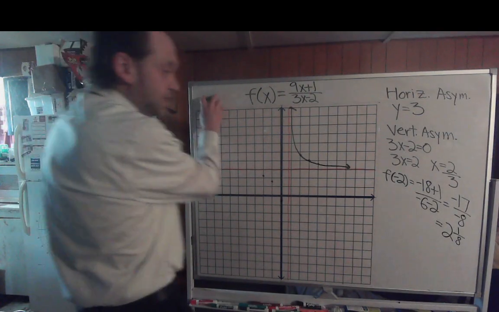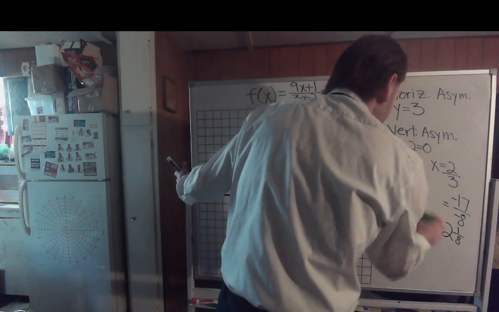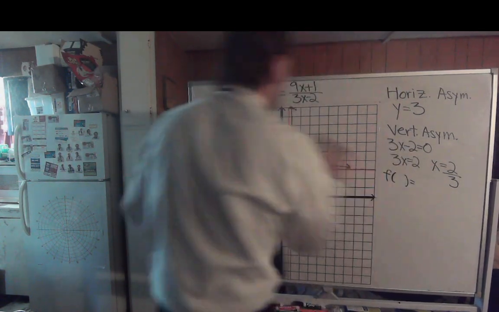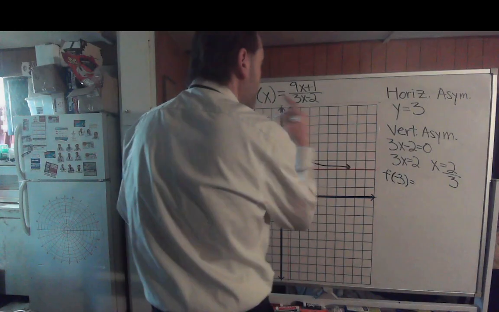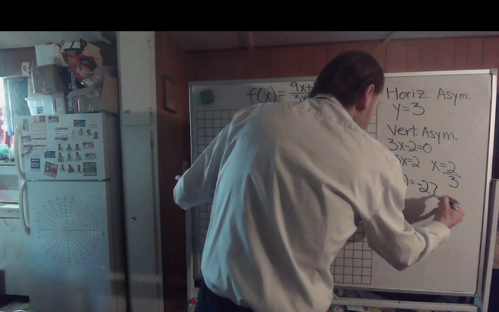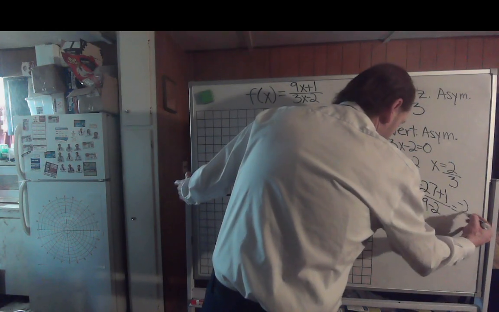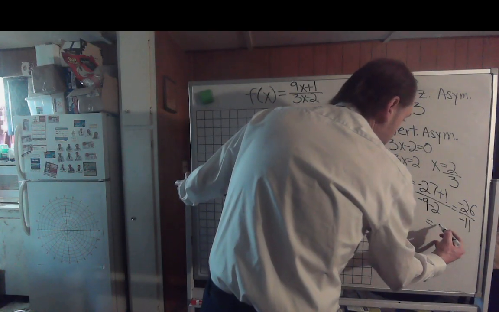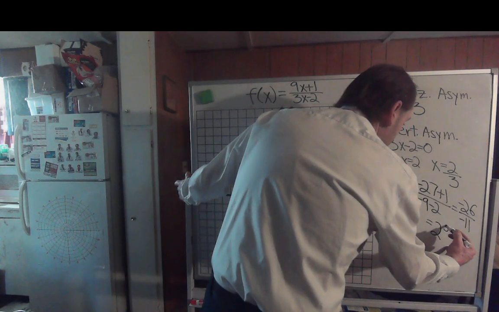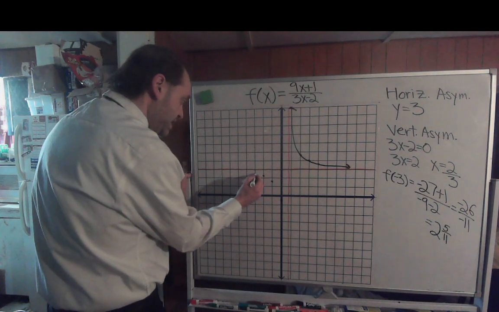All right, then let's do f of negative 3. So when x equals negative 3, that would give me, let's see, negative 27 plus 1 divided by negative 9 minus 2, which would give me negative 26 divided by negative 11, which would end up giving me 2 5/11, which would put me about right there.